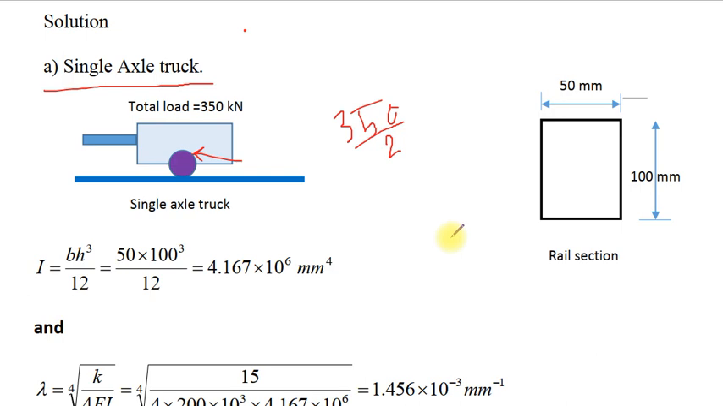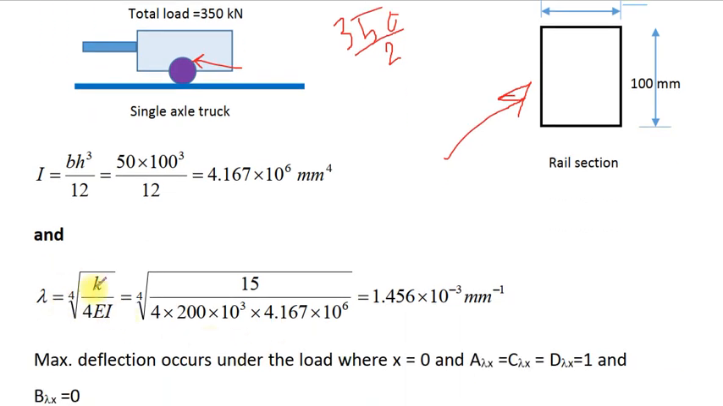First, compute the moment of inertia for the section of the beam. The section of the beam is a rectangle with 50 width and 100 depth. I equals b h cubed over 12, equal to 50 times 100 to the power 3 over 12, which will be 41.67 times 10 to the 6 millimeter to the 4. Lambda will be the fourth root of K over 4EI, which gives us 1.456 times 10 to the minus 3 per millimeter.